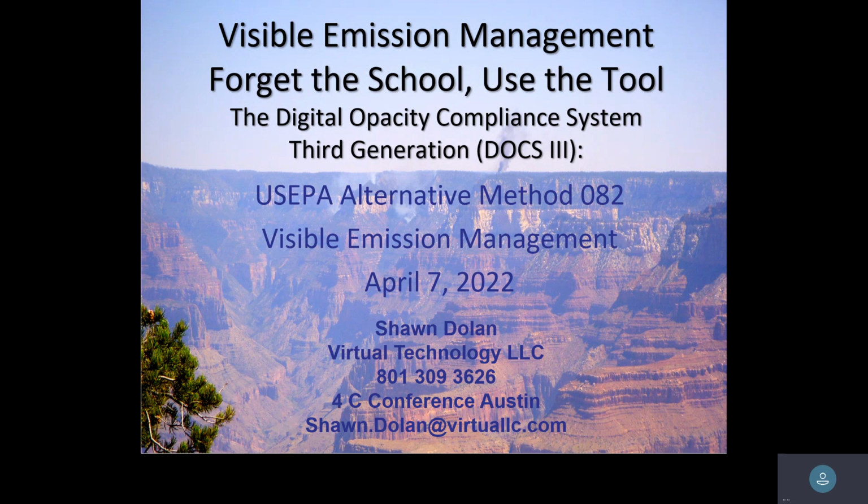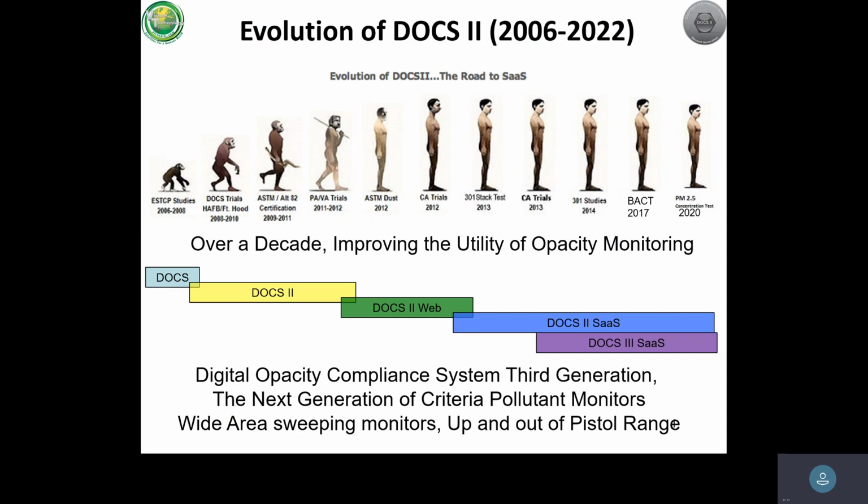At any rate, we're going to talk all about a product called the Digital Opacity Compliance System, which is a product that follows a series of standards and a series of regulations that have been promulgated over the last decade. To quickly give you a history of the company and the product line.